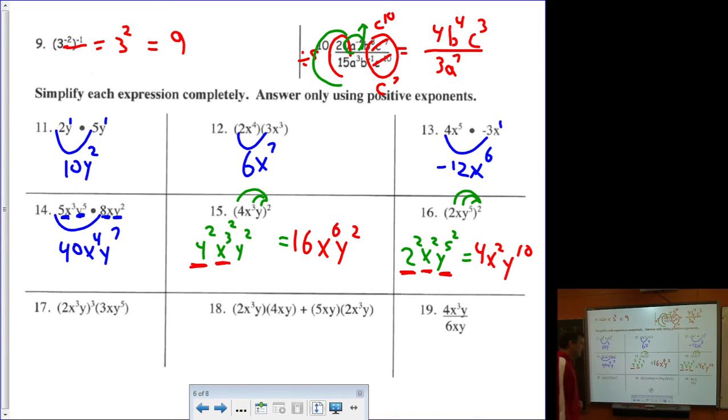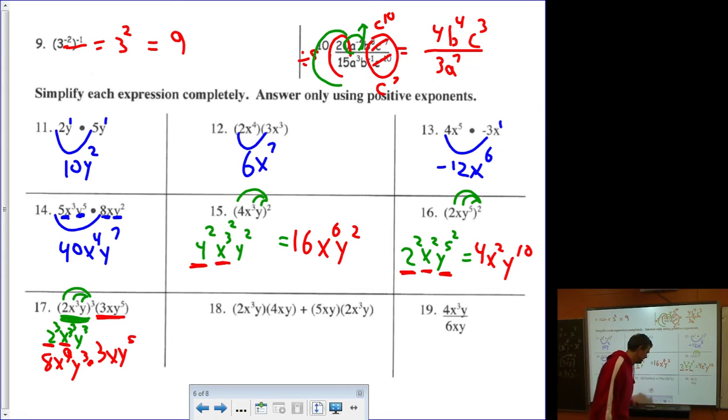Number 17 involves 2 skills. First, I need to take this and apply the exponent to each thing. So that would be 2 to the third, x to the third, and y to the third. And then when I actually use the exponent, this gives me 8, this gives me x to the ninth, and this is y to the third. But all of that was multiplied times 3xy to the fifth in the first place. So now I need to multiply those together.